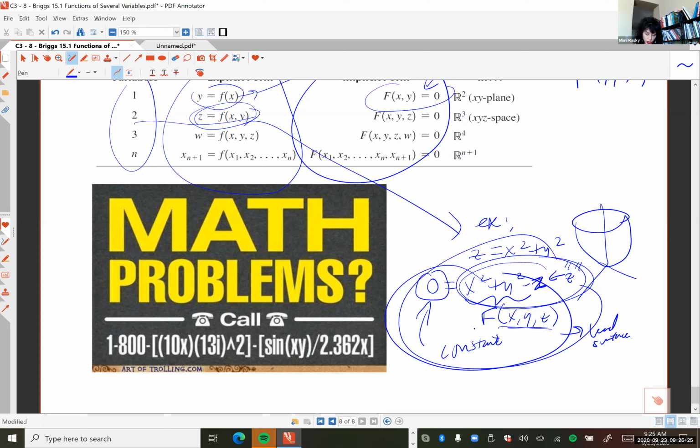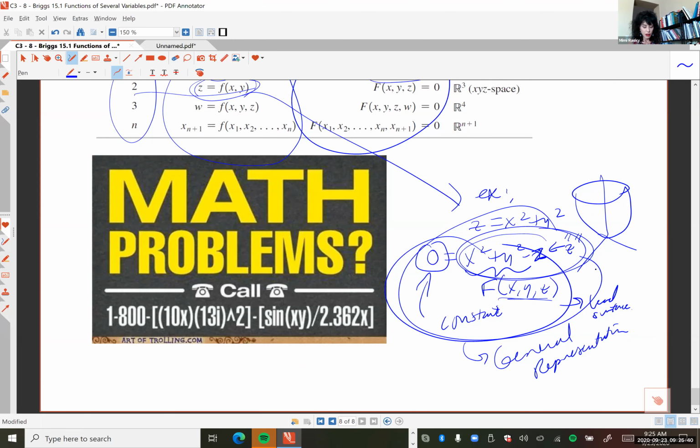And this is called the more general representation that we're going to need later on at the very end of this chapter when we start finding tangent planes to surfaces. Similar to finding equations of tangent lines that you did in Calc 1.